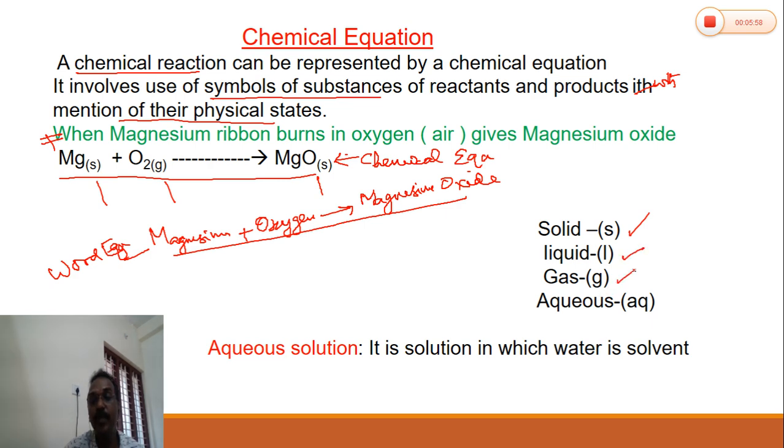For gas, we write G. And for aqua, which means a solution, we write AQ, an aqueous solution, meaning a solution in which water is the solvent. This is a chemical equation. A chemical equation is an equation representing a chemical reaction, in which the symbols of reactants and products are written with their physical states mentioned.